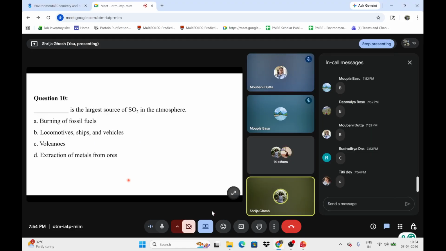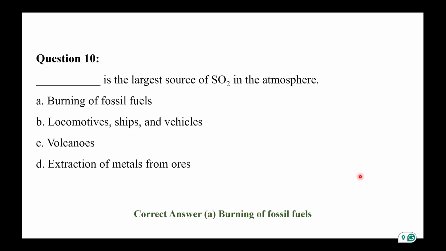All of you write your answers in the chat box. I can see two answers, option C and option A. Option C volcanoes and option A burning of fossil fuels. The correct answer is burning of fossil fuels, option A. So the largest source of SO2 in the atmosphere is actually burning of fossil fuels. Burning of fossil fuels releases sulfur dioxide in the atmosphere in the largest quantity.